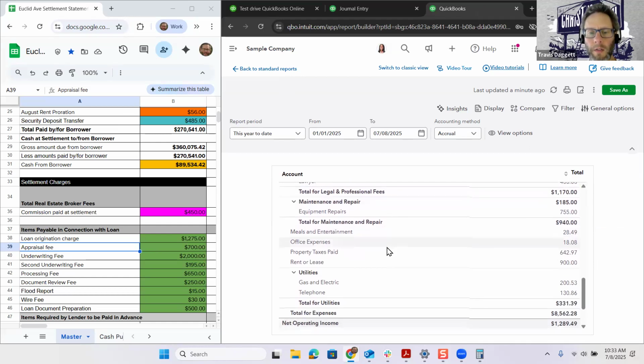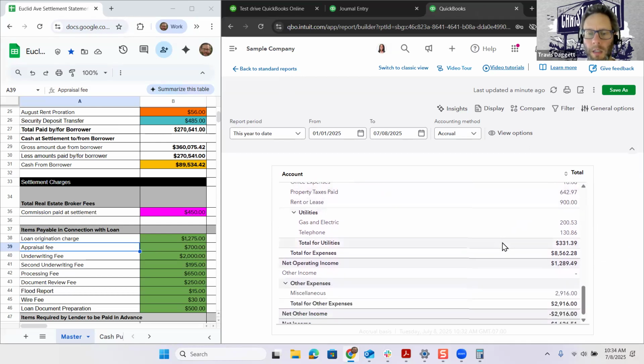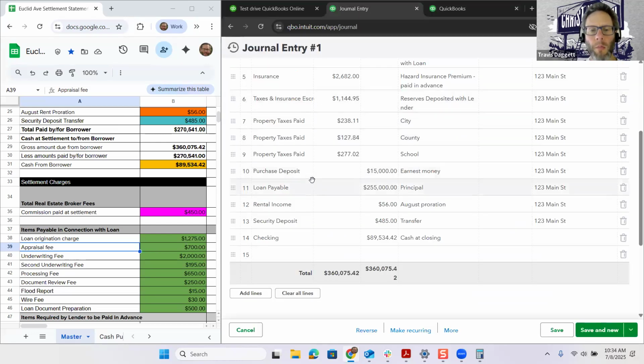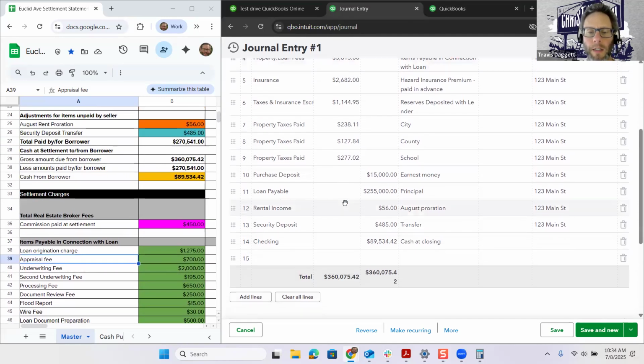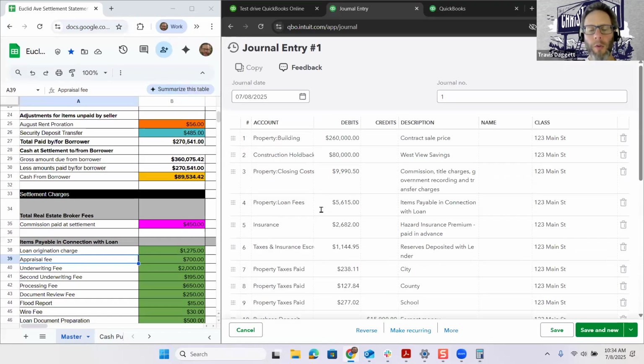What else? Anything else in there? Property taxes paid, just like we expected. And I think that's it. That hits the P&L. There we go. Booked per the settlement statement. And good idea to attach the file, attach the settlement statement to the journal entry as well for quick reference.